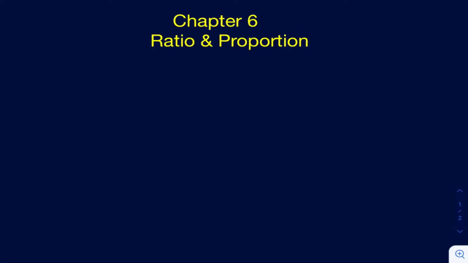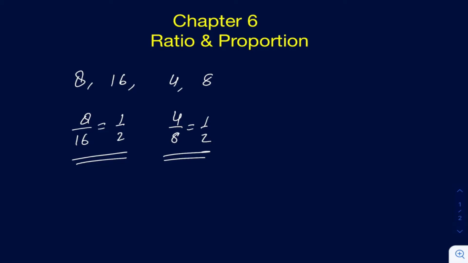into the exercise. Suppose I give you four numbers: 8, 16, 4, 8. If you take the ratio of the first two numbers, it's coming 1 upon 2. And if you take the ratio of the next two numbers, it's coming 1 upon 2. So if such a thing is happening, we say these four numbers are in proportion.